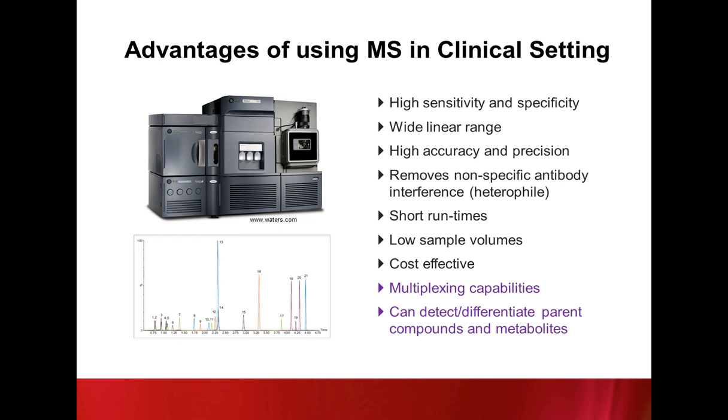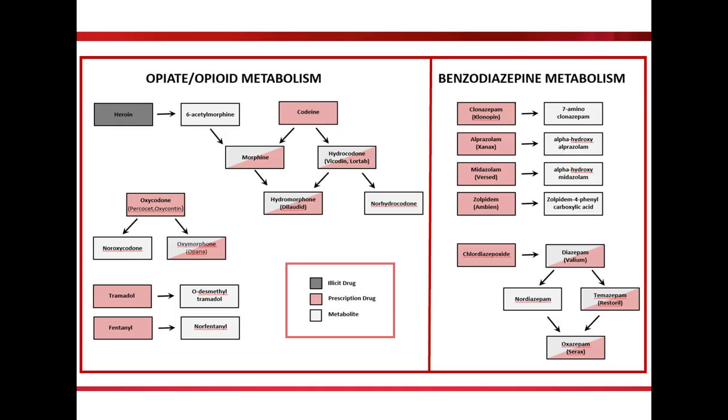Another benefit of mass spec when it comes to drug testing is that you can detect and differentiate the parent compounds from the metabolites. For those of you who aren't particularly familiar with the opiate and benzodiazepine metabolism, these are just some of the more commonly ordered medications, at least in our system. I just wanted to highlight that you will sometimes see a mixture of parent compounds and the metabolites. Sometimes you'll only see the metabolites. So it's good to build your method in a way that you have both the parent compound and the metabolites.